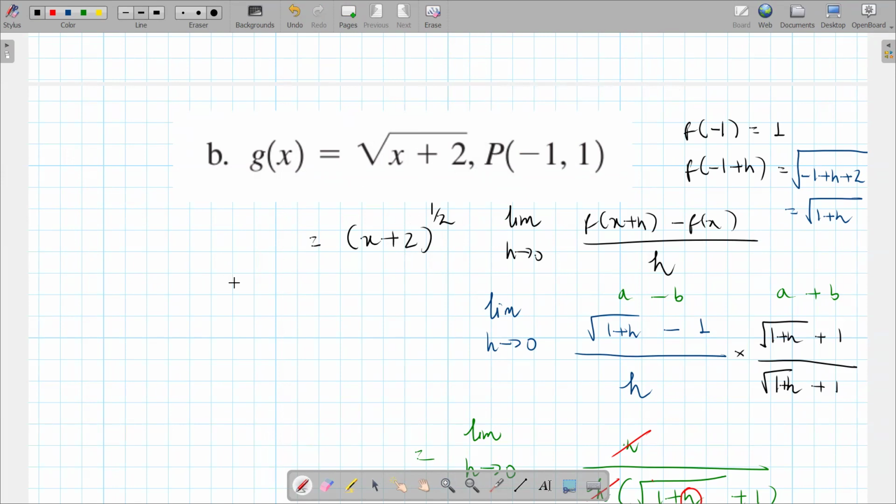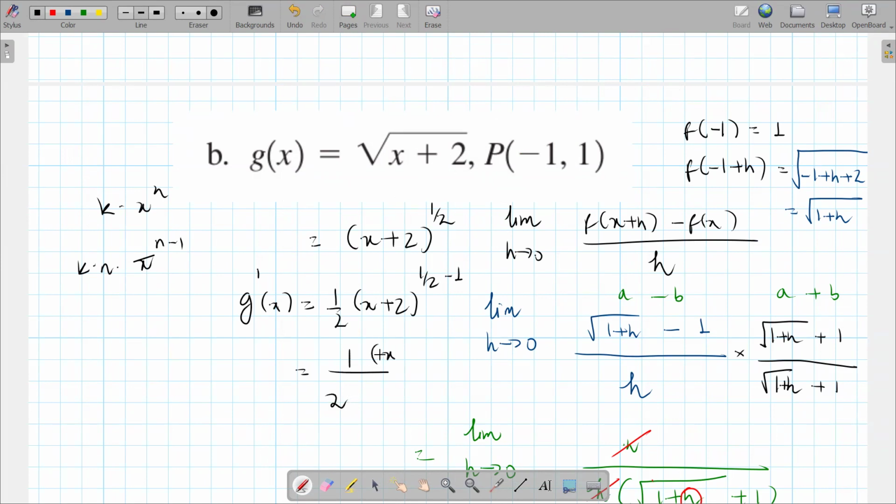And now we're going to use the shortcut formula, g prime of x. You bring the exponent down, everything else stays exactly as it is, and you take 1 away from the exponent. So k times x to the n becomes k times n times x to the n minus 1. So you take 1 away from that, 1 over 2 minus 1, sorry. So this becomes 1 over 2. I'll show you the steps here. Negative 1 over 2.